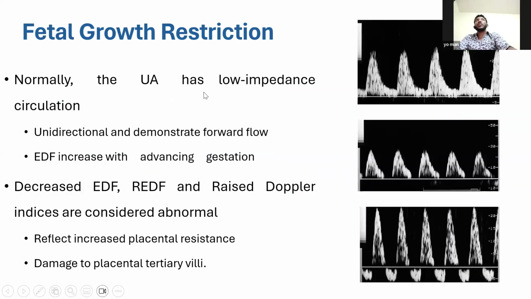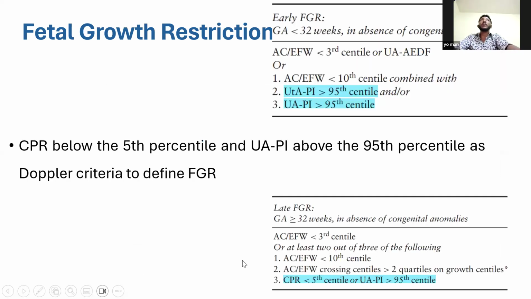Normally, the uterine artery has a low impedance circulation. It's unidirectional and demonstrates forward flow, as you can see here. So end-diastolic flow increases as the gestational age increases, because the resistance is becoming lower. So if there is a decrease in end-diastolic velocity, or if it is absent, such as in this waveform, or if there is a reversal in diastolic velocity, it reflects increased placental resistance. It indicates damage to the placenta tertiary.